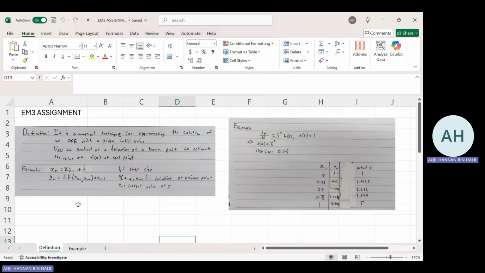The definition of Euler's method is, it is a numerical technique for approximating the solution of an ODE with a given initial value. It uses the gradient of a derivative of a known point to estimate the value of the function at the next point.